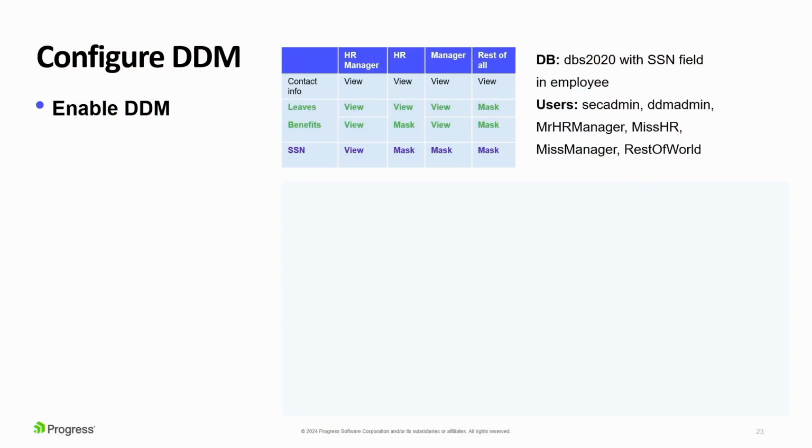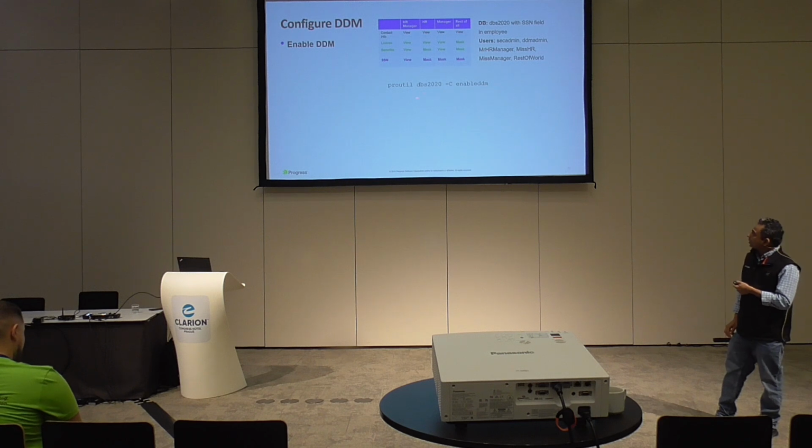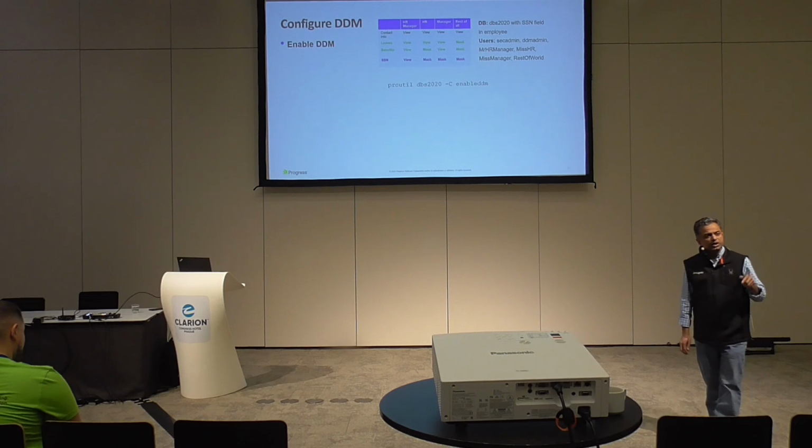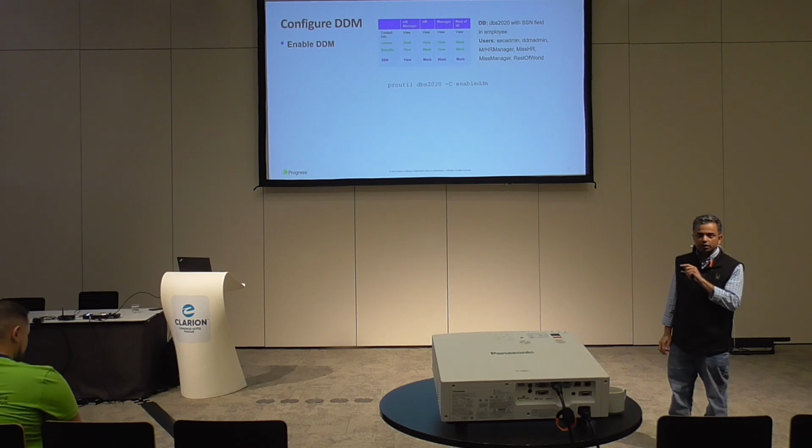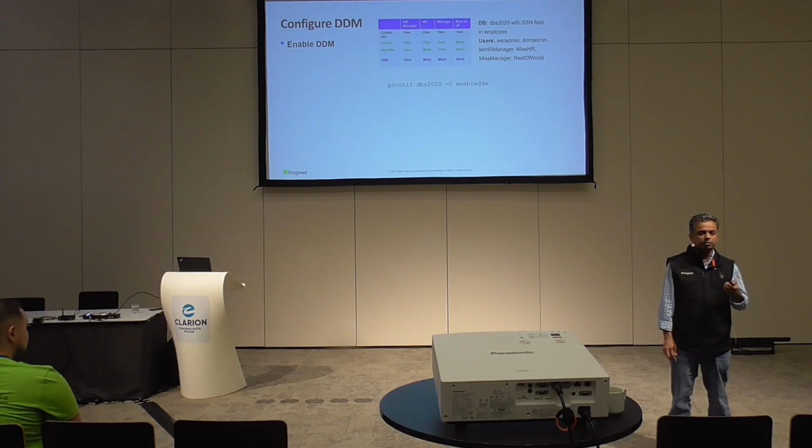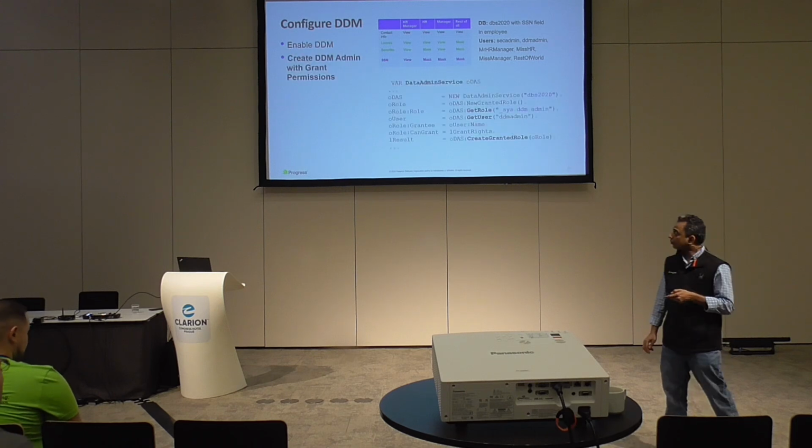First step, enable the DDM. As we saw on the previous screen, the ProUtil is extended with this command, -C enableDDM. It will enable this feature on the database. Once we run this command, we will be able to add DDM-related configurations in the system.